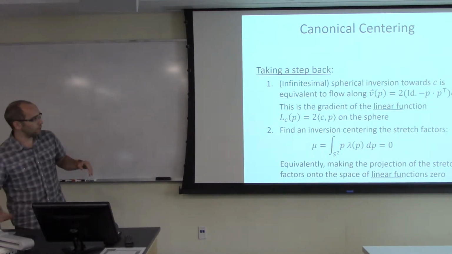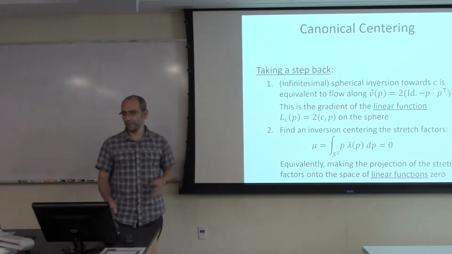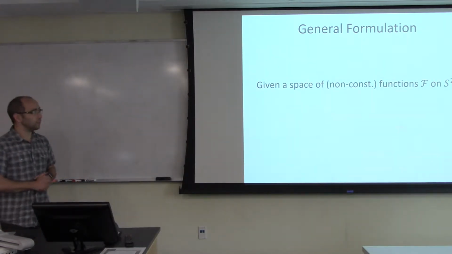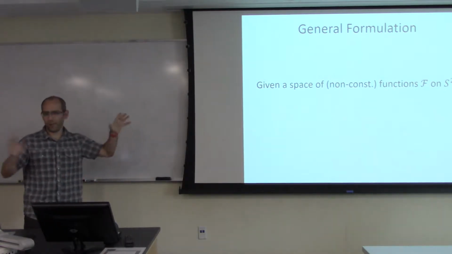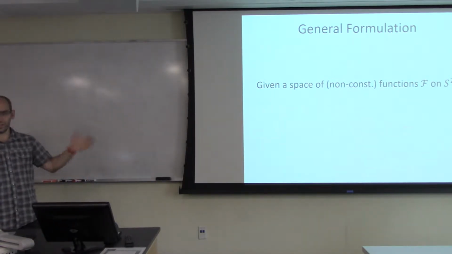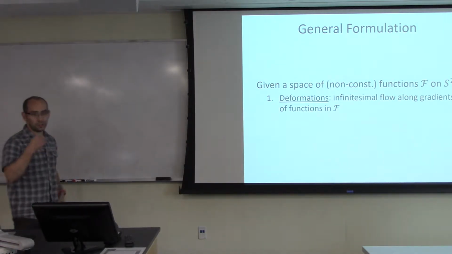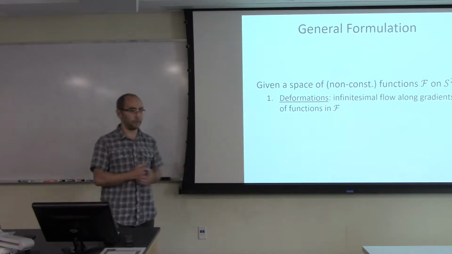And what you've noticed is there's something funny going on here. There's a linear function here and a linear function here. This is no accident. Let's make the general statement. If I have a space of functions on the sphere, let's say they don't include constant functions, so that I don't have to worry about gradients that are everywhere 0, I can look at deformations that are characterized by flows along vector fields that are gradients of functions in the space.